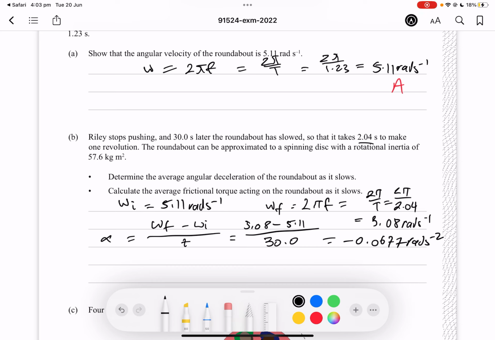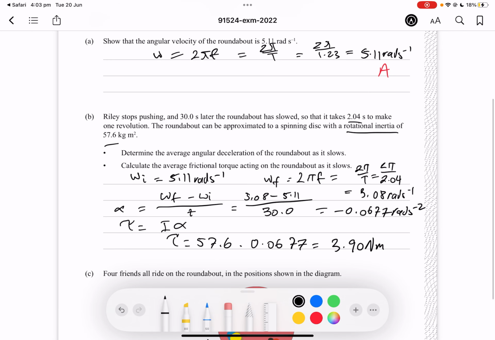Now we want to calculate the average frictional torque. We know that the torque is equal to the rotational inertia multiplied by the angular acceleration. So in this case, we will have torque equal to the rotational inertia, which is 57.6, multiplied by 0.0677, which is equal to 3.9 newton meters.